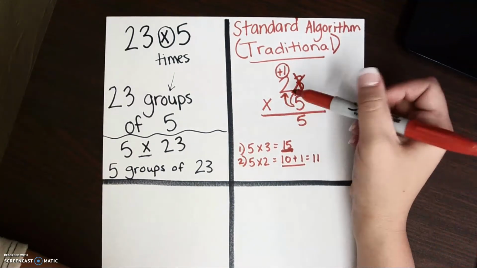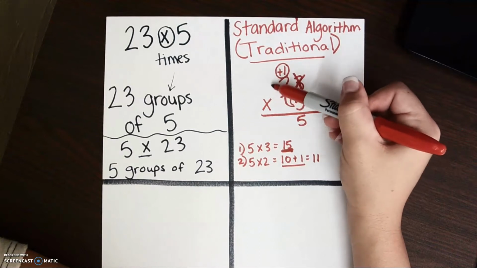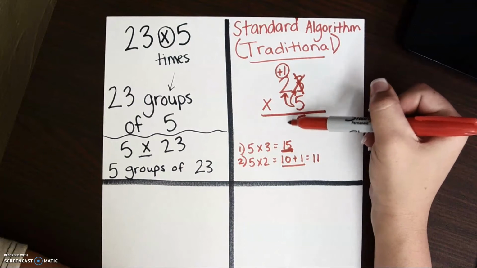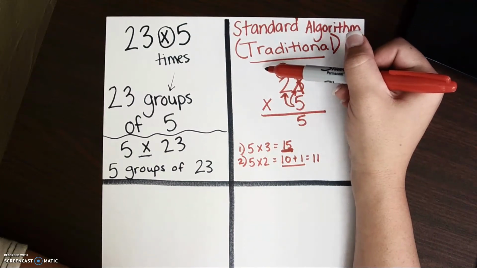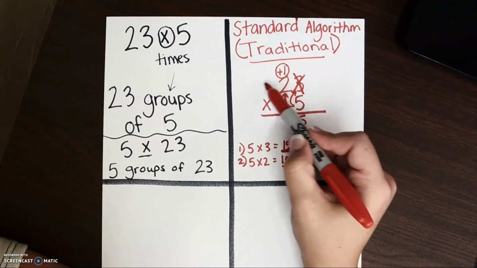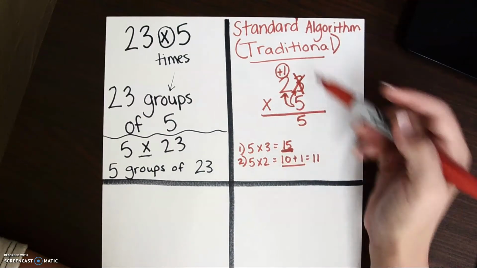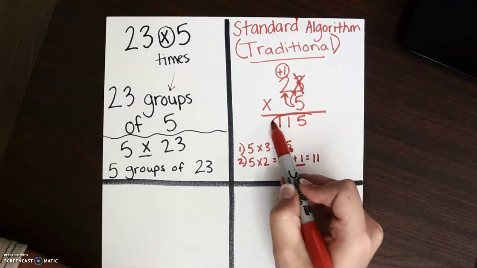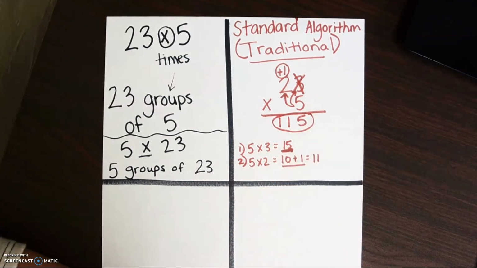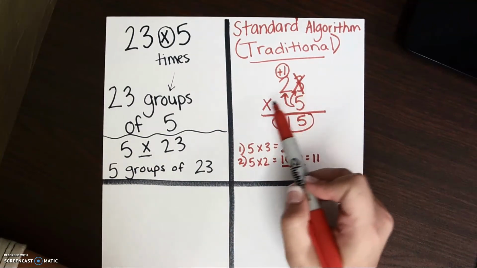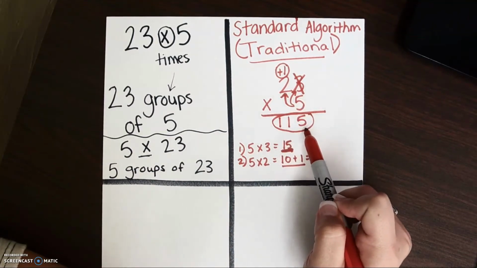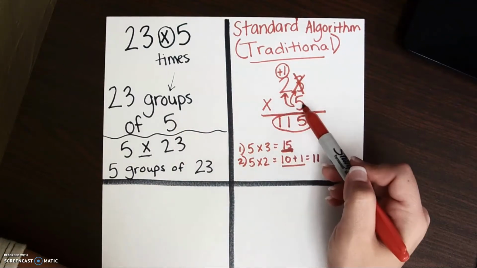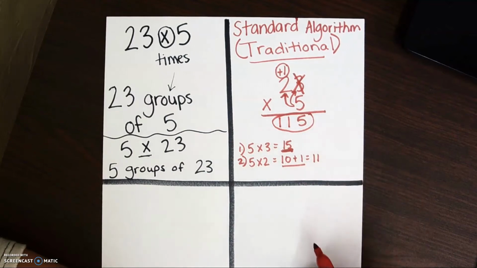All right, so usually if I had another number to the left in the 100 spot, I would only put 1 here, and I'd carry another 1 over to add to the 100 spot. But I don't have anything here, so I'm finished. I'm just going to put my 11 down here, and I'm done. So my answer would be 115. 23 times 5 is 115. Again, another way of saying that is 23 groups of 5 is 115.